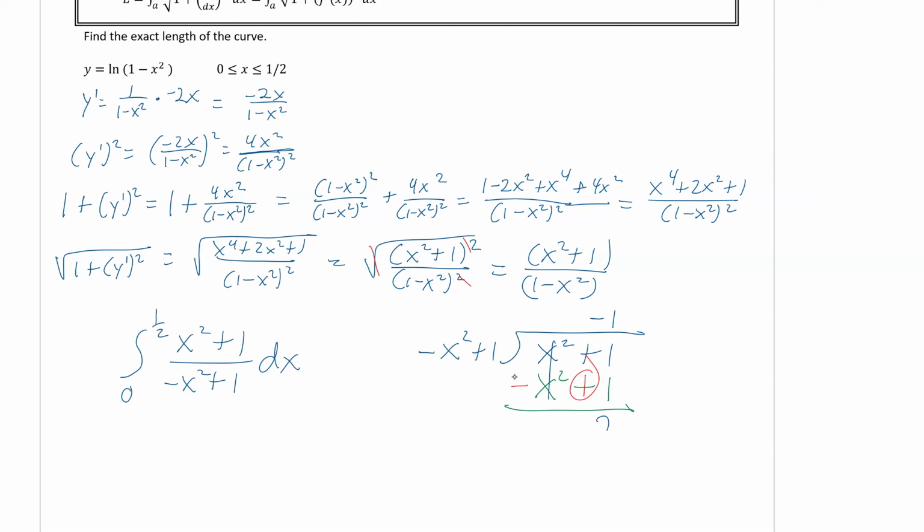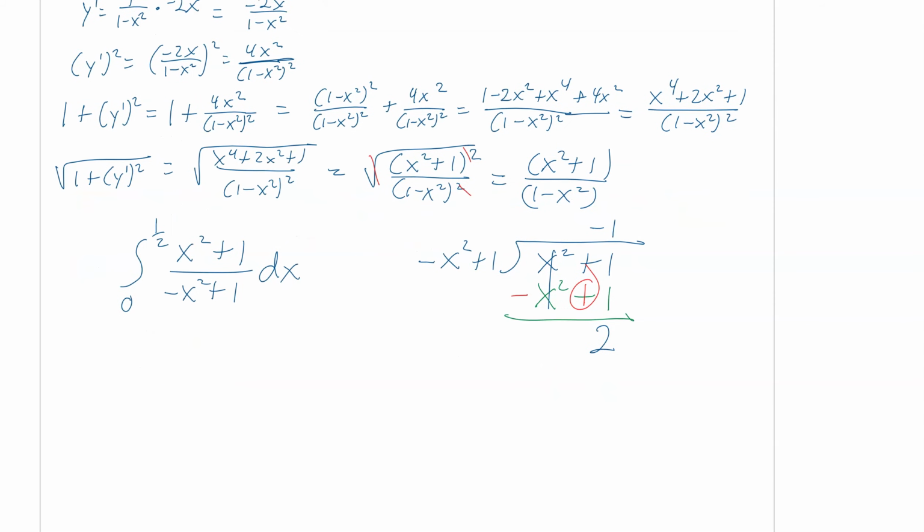Let's cancel and makes 2. So we can now rewrite this as the integral from 0 to 1/2 of negative 1 plus 2, and I'm going to put it back now as negative 1 minus x squared, like that. And we move on to the next one.